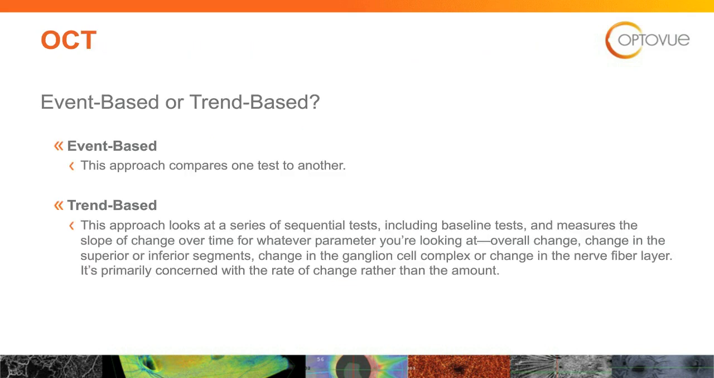Let's touch a bit on progression now. There are two main tools at our disposal when we talk about progression. One is event-based, simply comparing one test to the next, and the other is trend-based, which is really concerned with the rate of change. So let's see how we can use both of those to our advantage.